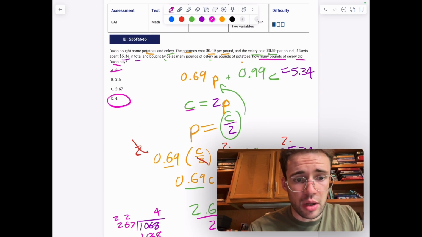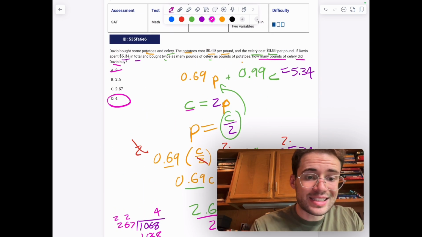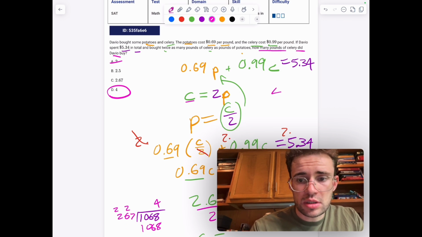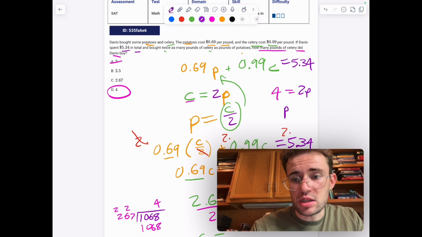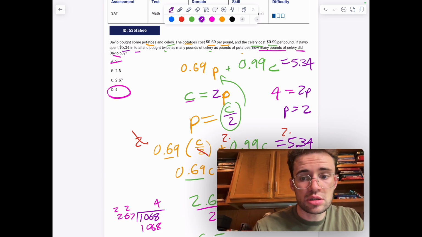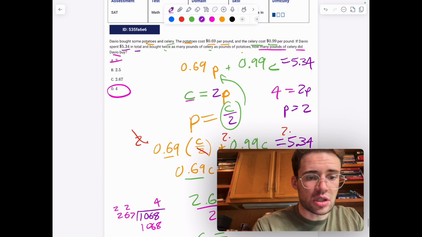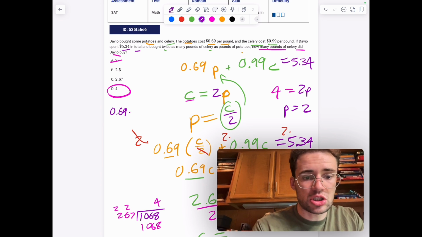If you want to check that, you can plug it in. So we know if c is 4, that means that if c is equal to 2p, then p is equal to 2. So you have 2 pounds of potatoes and 4 pounds of celery. So if we plug that into our original equation, we get 0.69 times 2 plus our celery, 0.99 times 4.